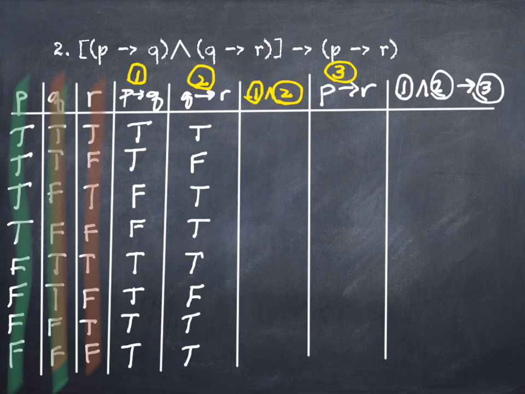All right, now we're going to join columns 1 and 2 together. This is an and statement. When is an and statement true? When both are true. So if we have any false component at all, it's a false statement. So column 1, column 2, I start out true, and what do I get? True. True, false: false. False, true: false. False, true: false. False, false: false. True, true: true. True, false: false. True, true: true. And true, true: true. All right, all good?